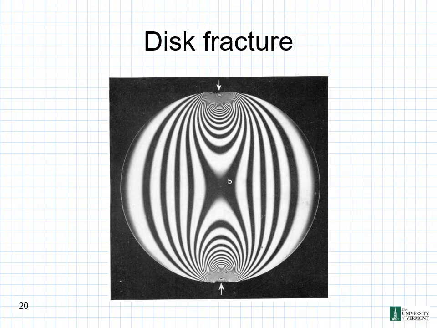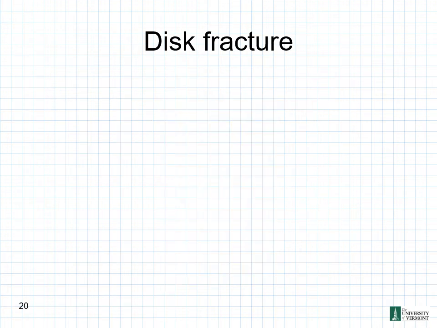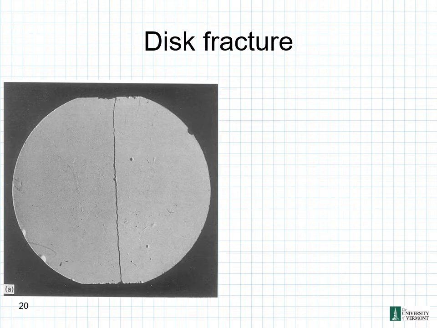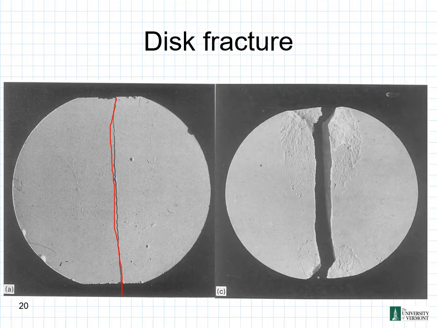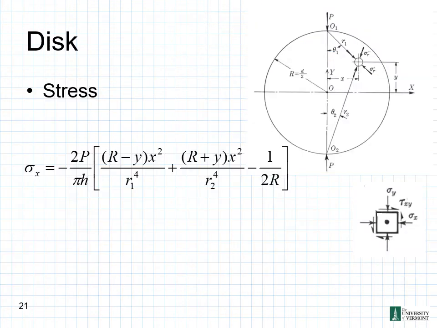Next, we're going to talk about disk fracture. Here's our disk, and we can see our fringe lines. You can see the fracture right along this line. Once we apply that load, we see this fracture split the disk right down the middle, essentially.